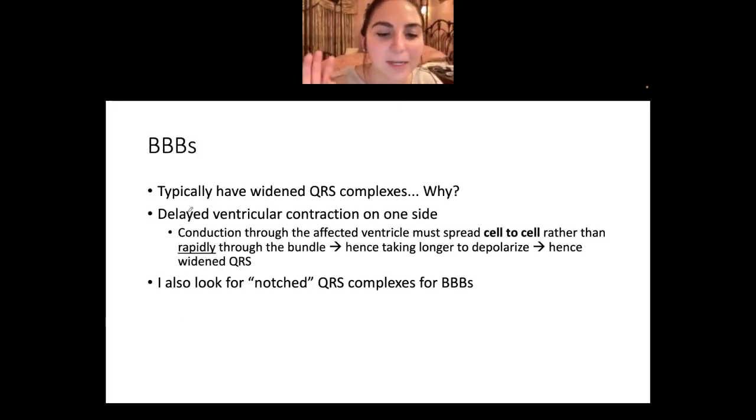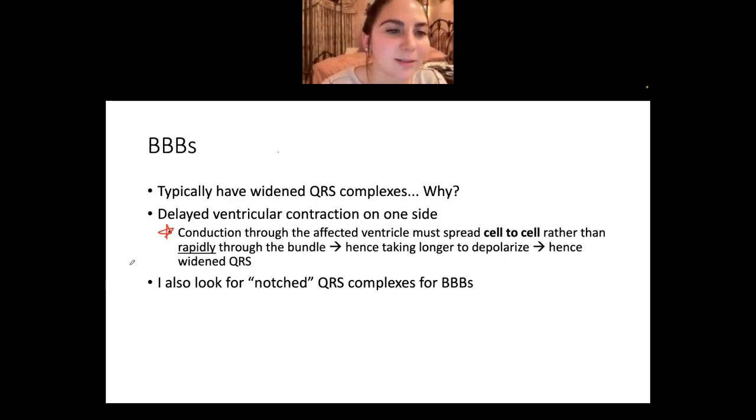All right. And then I wanted to do a really quick note on bundle branch blocks because bundle branch blocks tend to get asked a lot. So typically with bundle branch blocks, you see a widened QRS complex. So my question is, why? Why would you see a widened QRS? And the reason is because a bundle branch block is exactly how it sounds. One of those bundle branches gets blocked. So there's going to be delayed ventricular contraction on one side. That delay is going to manifest overall on the whole EKG as taking longer to depolarize. So that's why you would see a widened QRS.